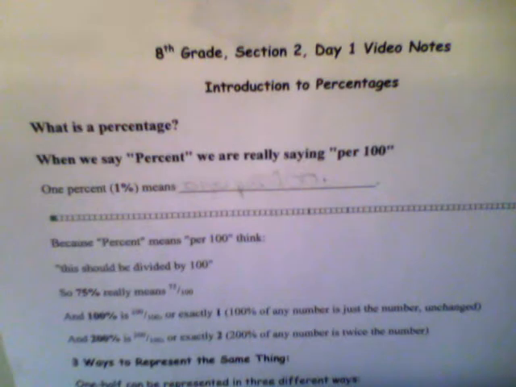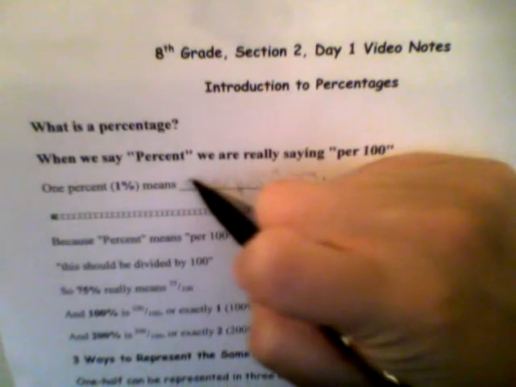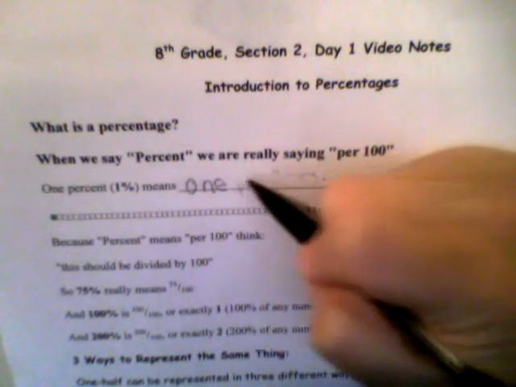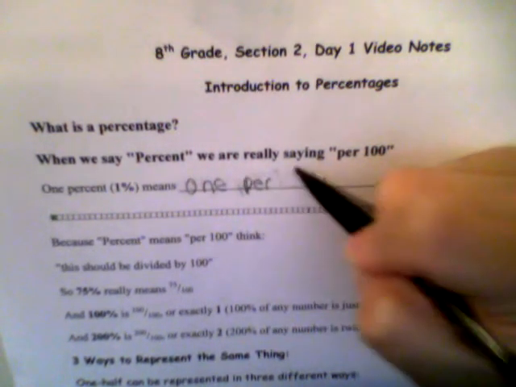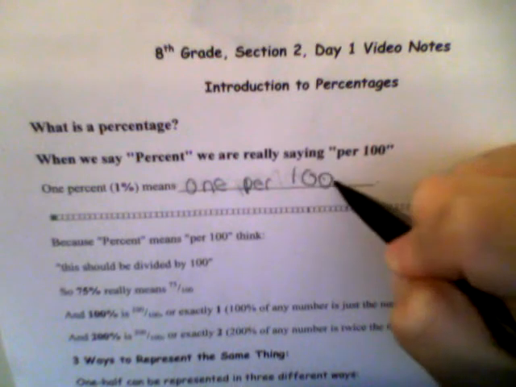So we are going to start a new section. We are going to be talking about percentages for the next couple weeks. So first off, what is a percentage? When we say percent, we are really saying per 100. For example, 1% means 1 per 100. Okay?